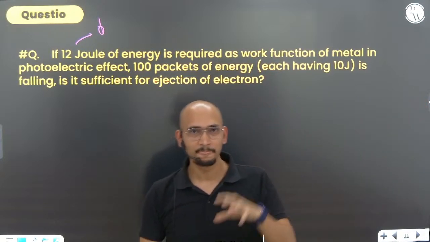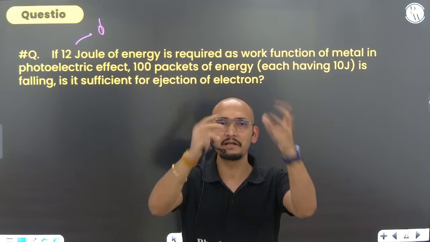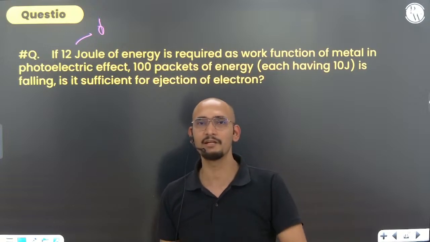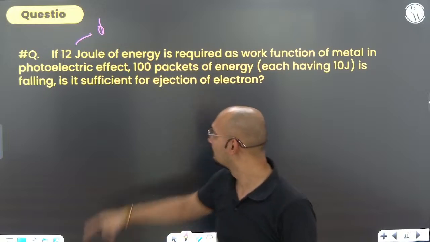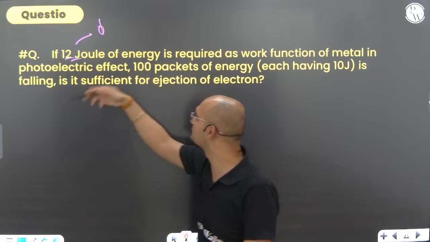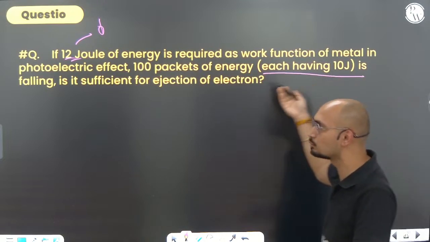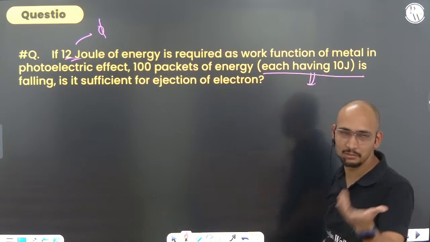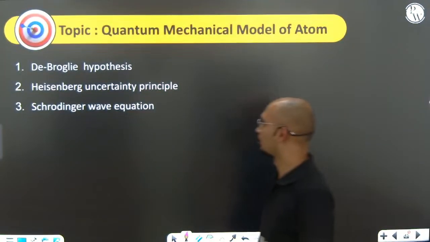I told you, if it needs 100 and you give 99 or 90, even if you give infinite photons, it doesn't matter, the electron is not going to be ejected because it needs that minimum energy, either the work function or more than that. But here it is 12 joule, and each photon has only 10 joules. So phi equals 12, while the energy of the incident light is 10 joule. It is not sufficient. Next, the quantum mechanical model.